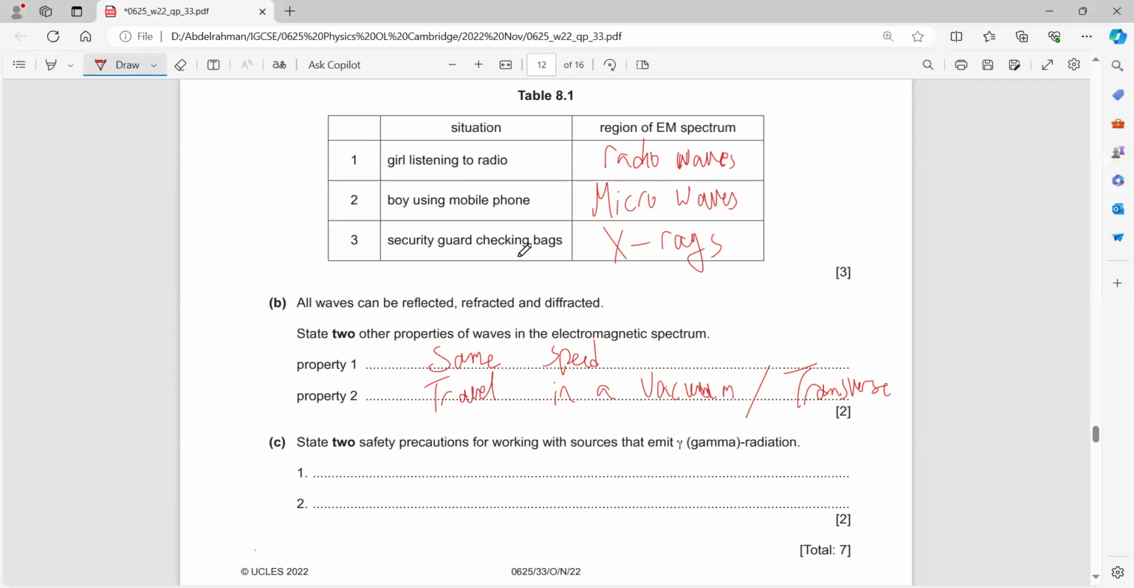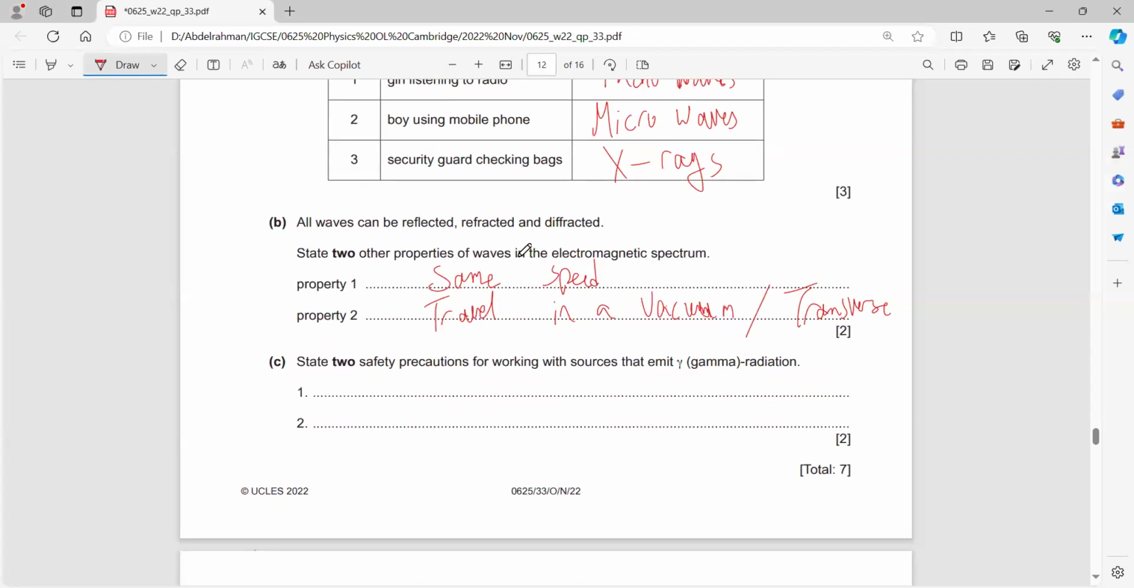ماشي. State two safety precautions for working with gamma radiation. Keep a large distance. Hide behind a barrier. Use a lead barrier. Lead shield. Okay. Increase the distance. Okay. يلا. Increase the distance. Use a lead barrier. Okay.